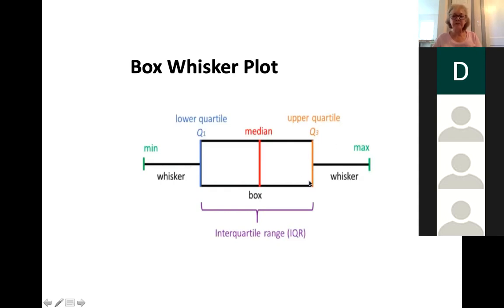If you say to yourself, I wonder how wide this box is. How wide the box is, Q3 minus Q1. The width of the box is the interquartile range. It's how wide the box is. If the box is narrow, there's not much variability around the median. If the box is wide, there's a lot of variability around the median. The IQR measures the width of the middle part of the data.